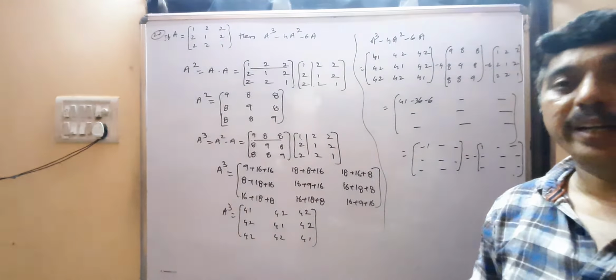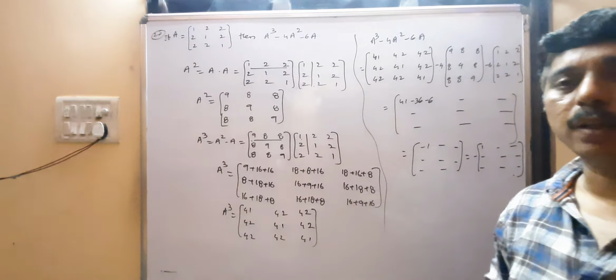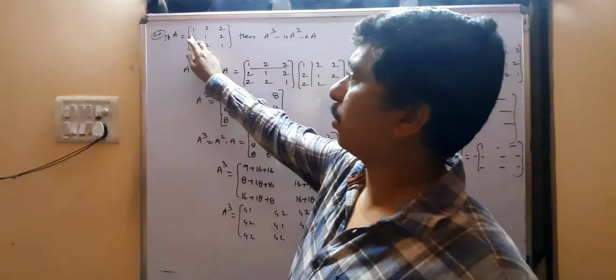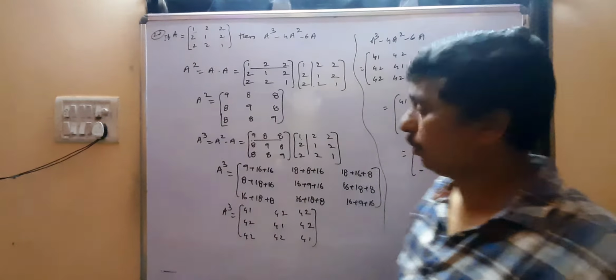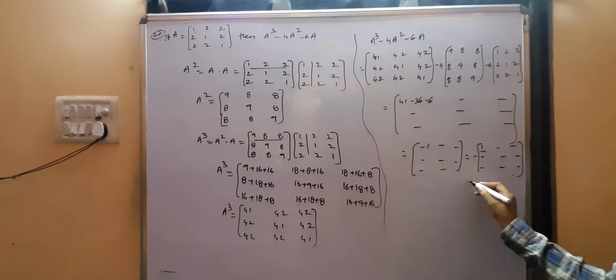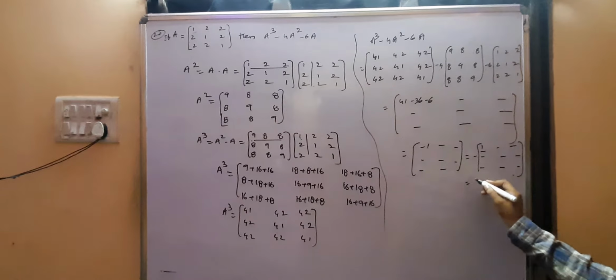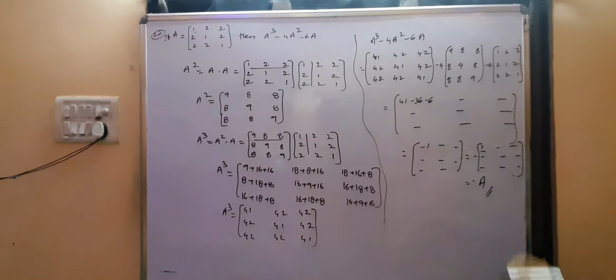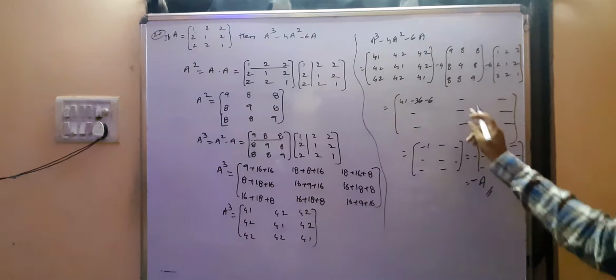The options are given in terms of A. A's first row first element is 1, and here the first row first element is also 1. So obviously we get the answer as minus A. Copy that problem. The remaining elements you can do as homework.